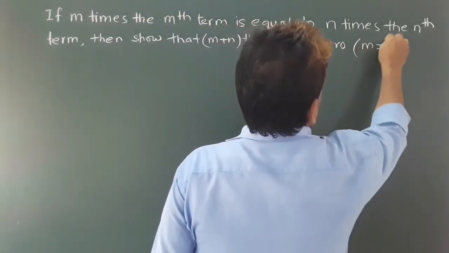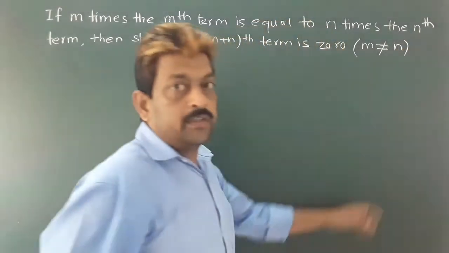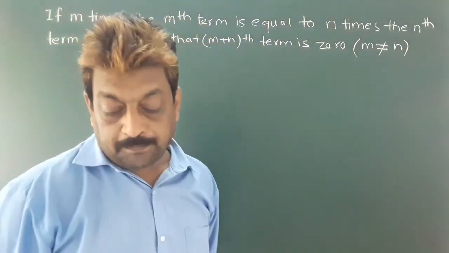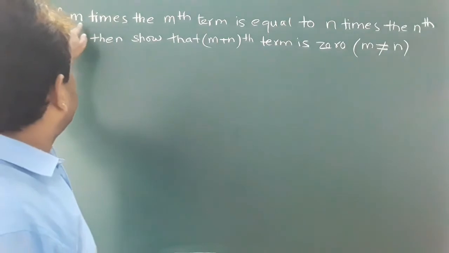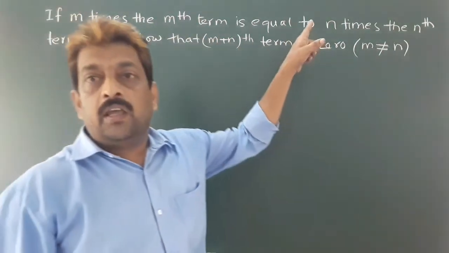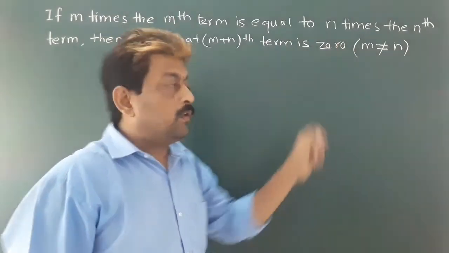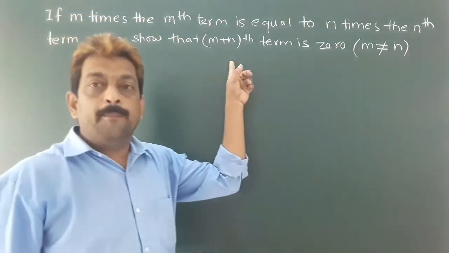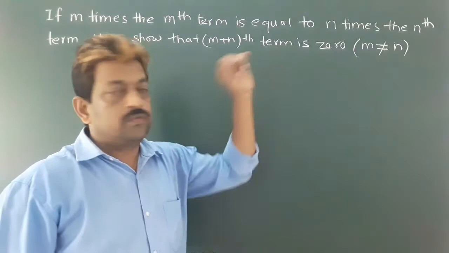m is not equal to n. The condition given is that m and n are not equal. So once again the question: m times the mth term is equal to n times the nth term. Then show that the (m+n)th term is 0.